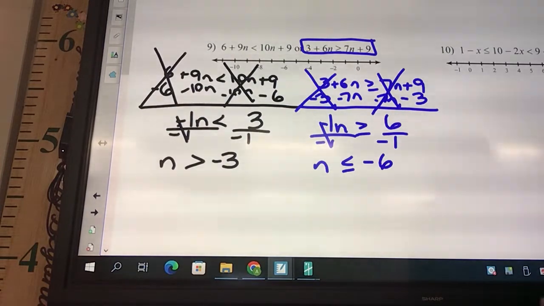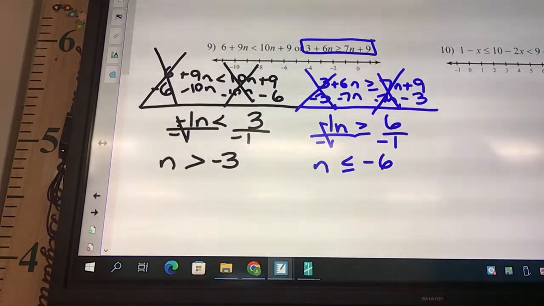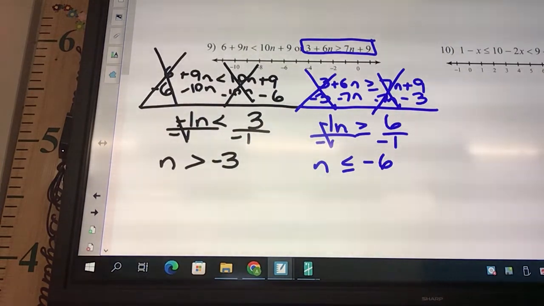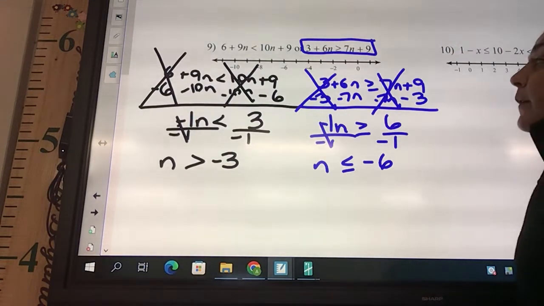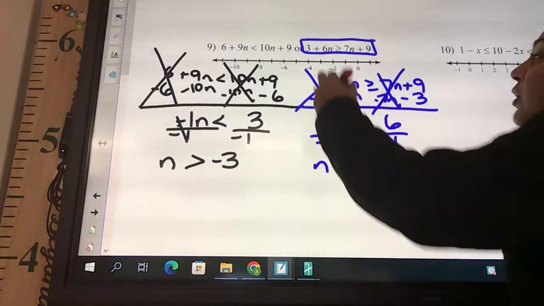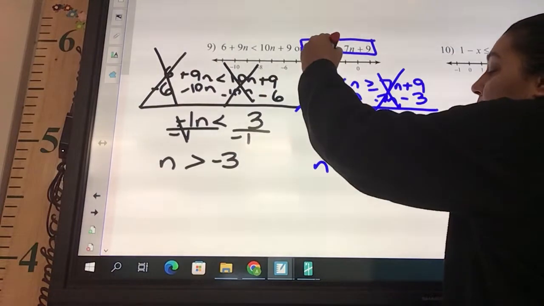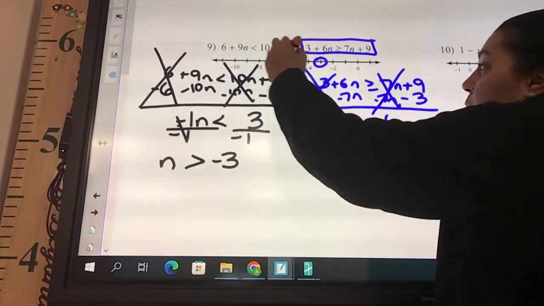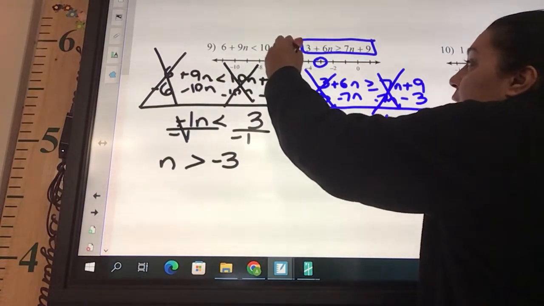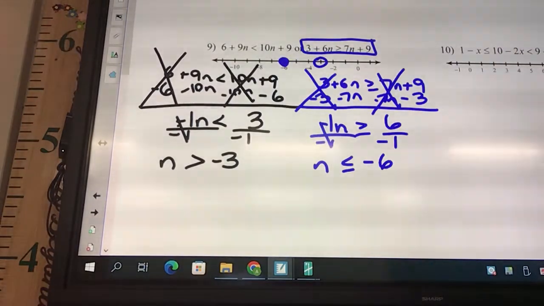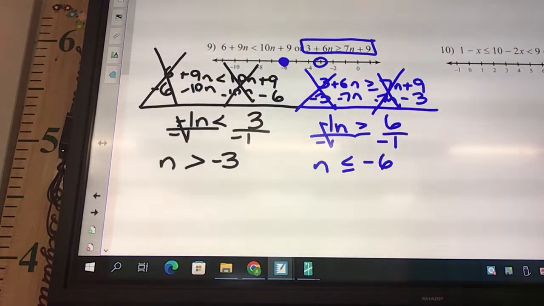Okay, on the negative 3, open or closed? Open. What about the 6? Negative 3 is open. The 6 is closed. Is this an and or an or? It's an or.